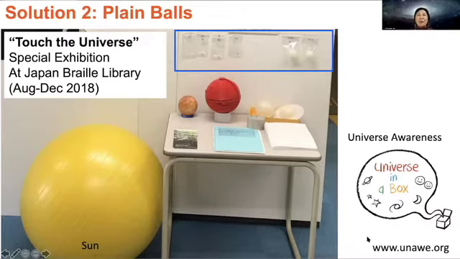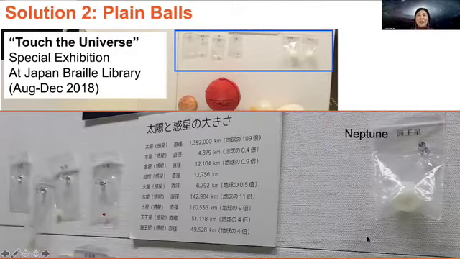You see the planet balls in the blue rectangle, and here is an enlarged photo. To the right, you see the Neptune ball. You recognize that these materials are also helpful for sighted people as well as visually impaired people to understand the celestial bodies. By considering people with special needs, we can develop resources and activities that are easily accessible to everyone.